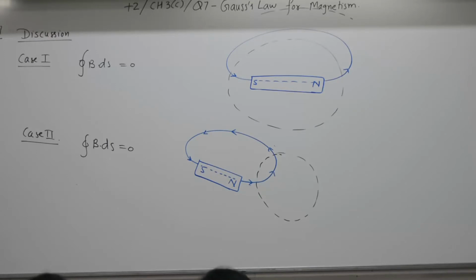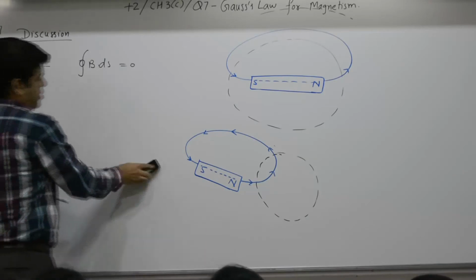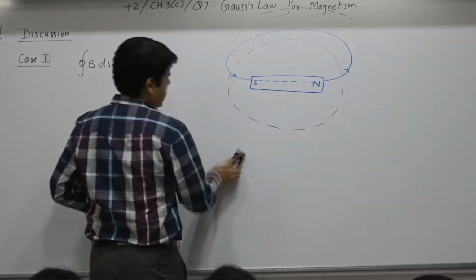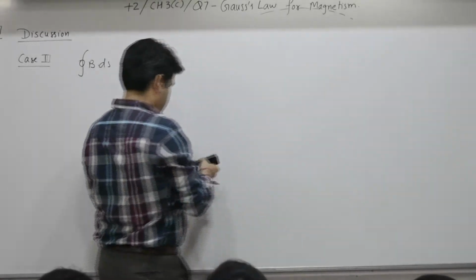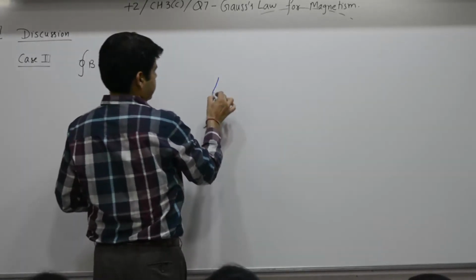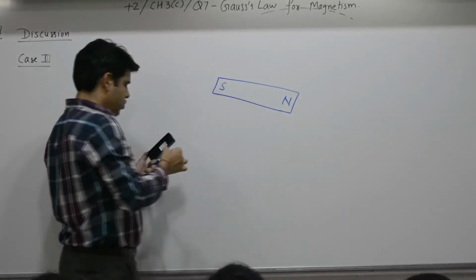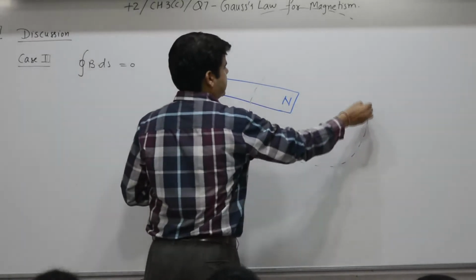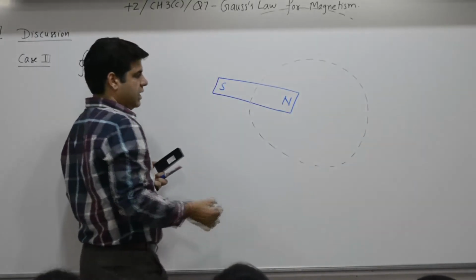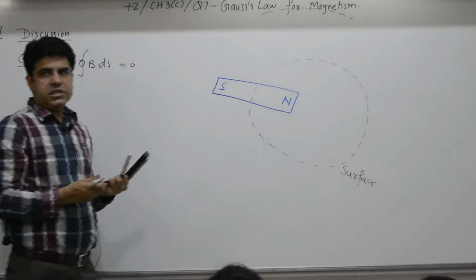Case number 3, partially in. There is a magnet, north, south, and you draw a Gaussian surface such that part of the magnet is in and part of the magnet is out.